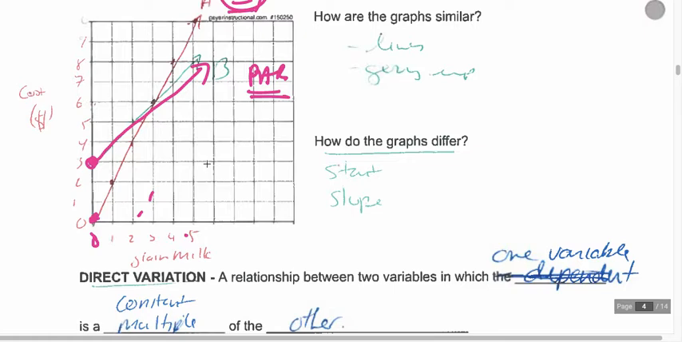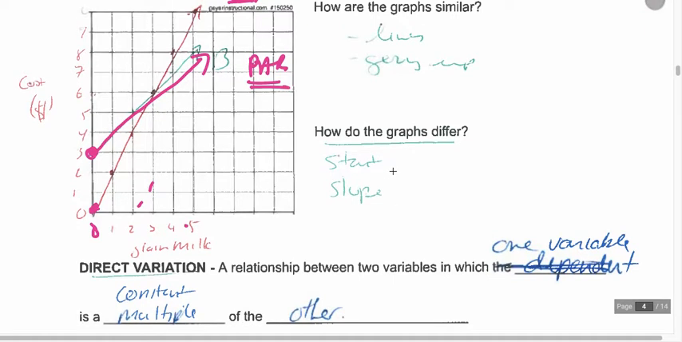So how do they differ? The slope and the start point. The slope doesn't matter. We're talking about the steepness here. It's not as though one partial variation is steeper than direct variation or vice versa.